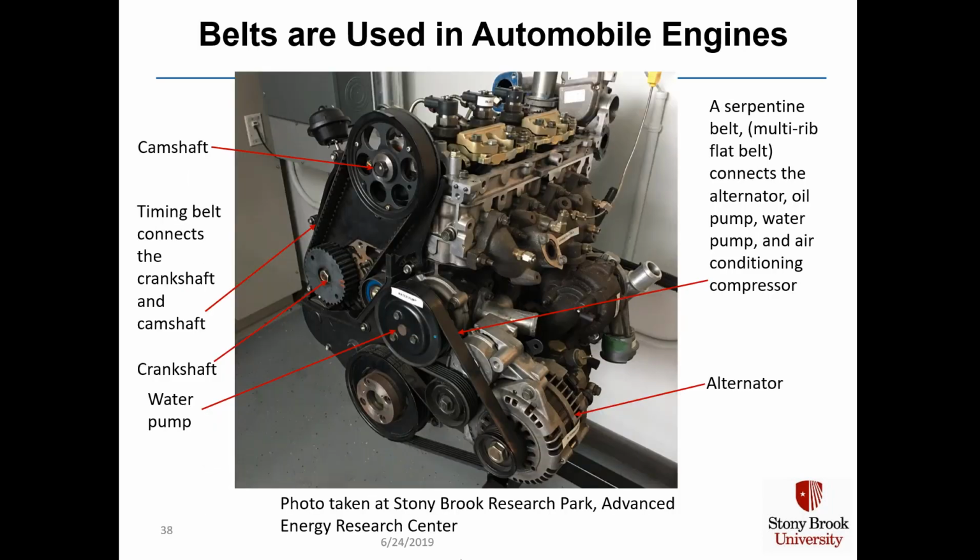And here's a picture of timing belts used in automobile engines. This photo was taken at the Stony Brook Research Park Advanced Energy Research Center. The timing belt connects the crankshaft and camshaft on the left. You also have a serpentine belt, which is a multi-rib flat belt on the right that connects the alternator, oil pump, water pump, and air conditioning compressor. The alternator is shown on the bottom.